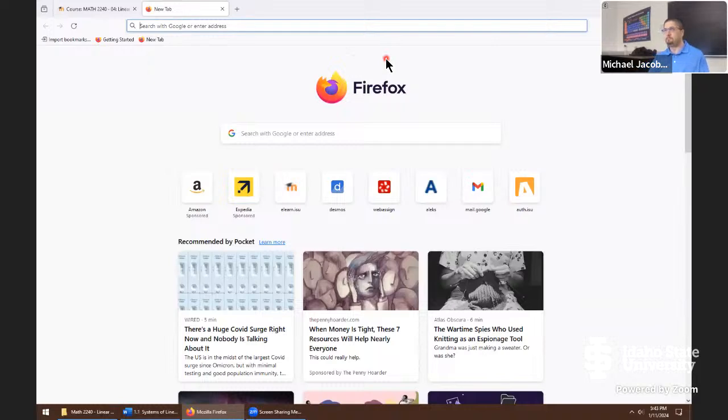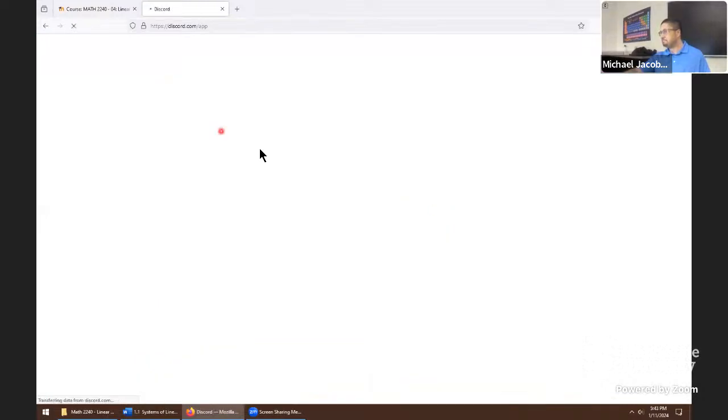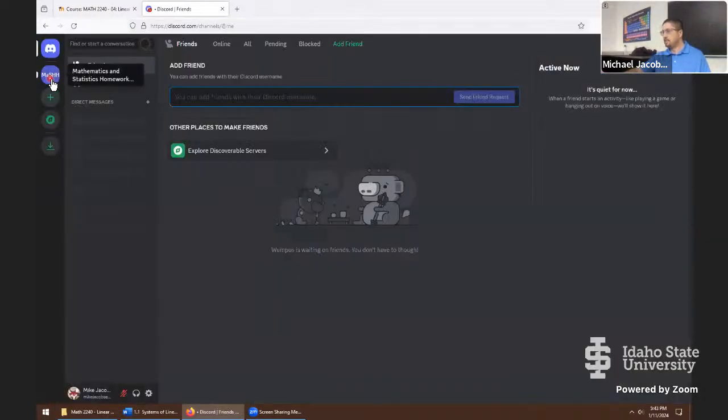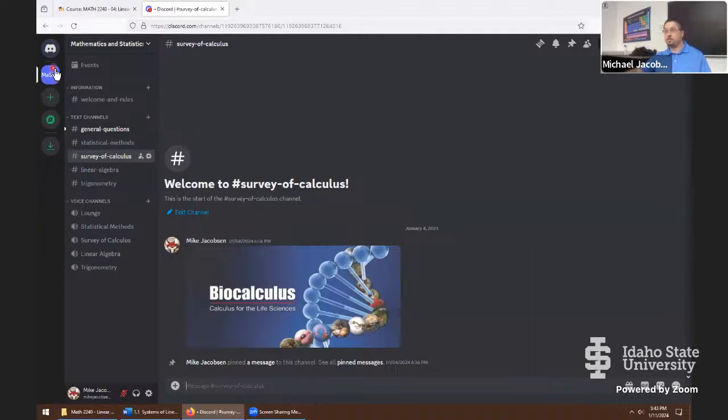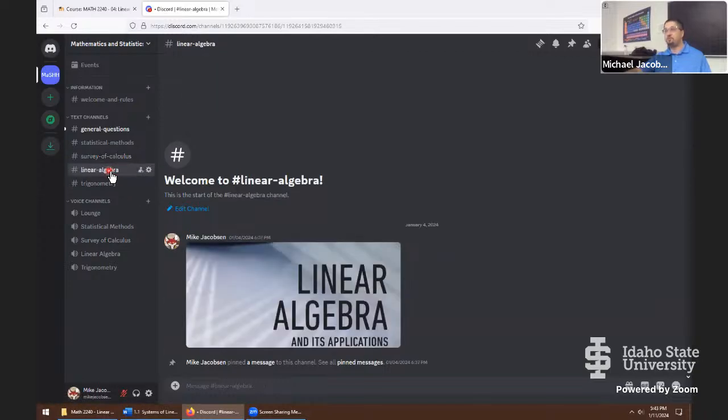If I recall how to get there. This cord, that should take me there. So this is what our server looks like. And I'm running it for all of my classes. So for linear algebra, you'd probably go down to this one right here. And I'm not great with Discord, but there's a lot of different things you can do to interact here.